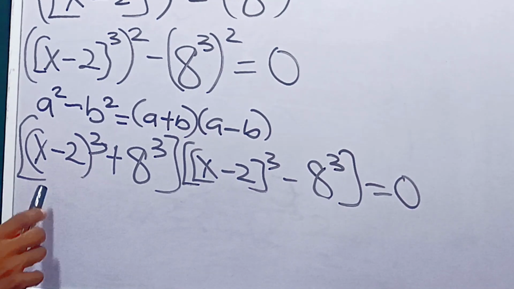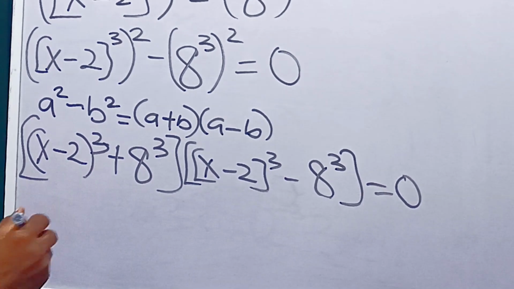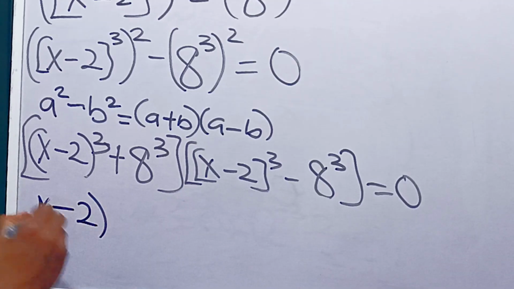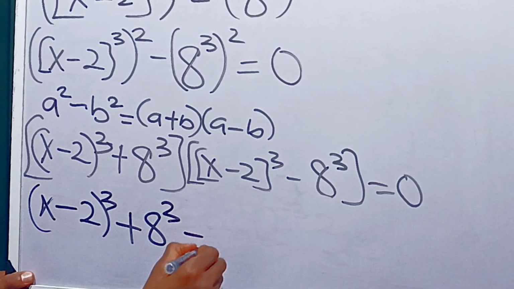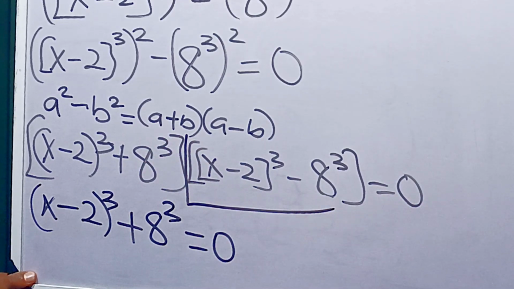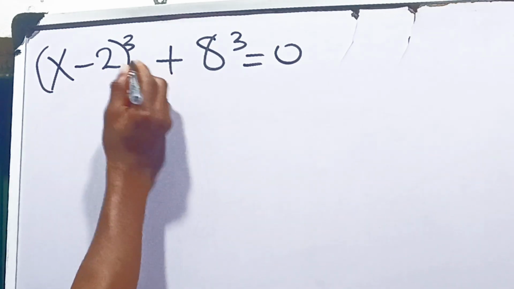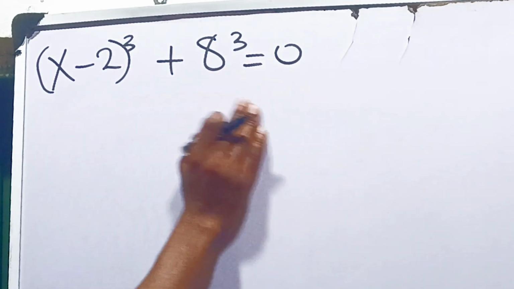Moving on from here, when the product of things is equal to 0, it's either the first one is equal to 0 or the second one is equal to 0. So it's either that (x − 2)^3 + 8^3 is equal to 0, or that this part is equal to 0, okay? We have this cube plus this cube is equal to 0. So this is sum of 2 cubes. So you can use the law of sum of 2 cubes to solve this.